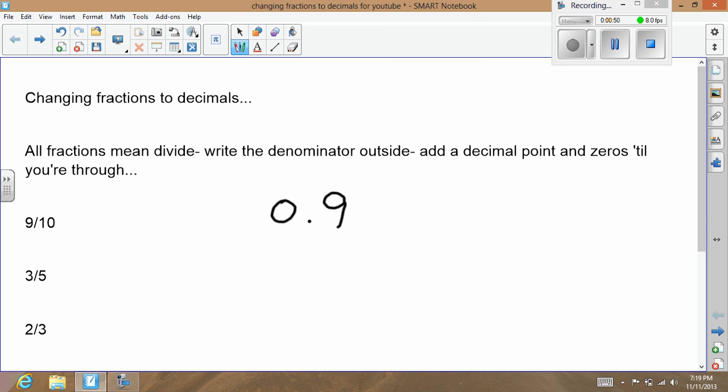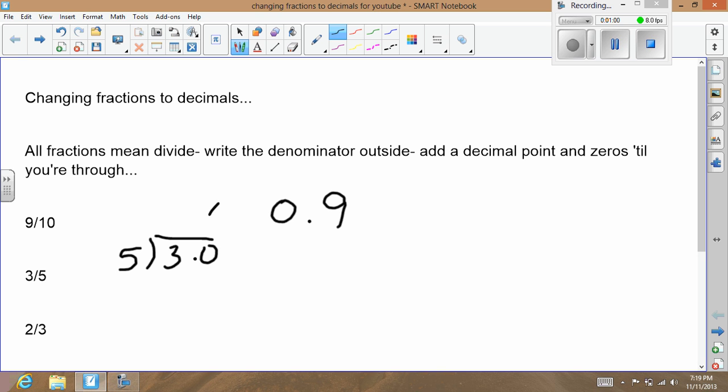3/5. So 3/5, I put my 5 outside, that's my divisor. My 3 is my dividend. 5 goes into 30 6 times. Notice that when I divide, I put my 6 directly above the 0. And 6 times 5 is 30. And then I bring my decimal point straight up, and my answer is 6/10.